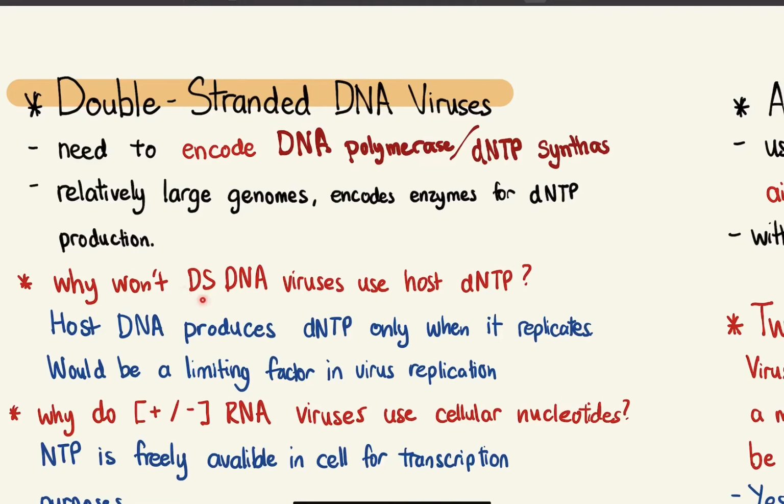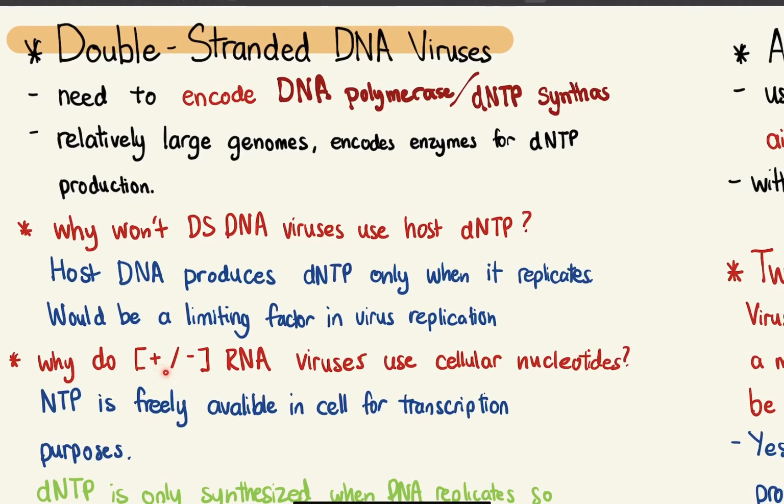So why won't double-stranded DNA viruses use host cell dNTPs? You have seen that RNA viruses are using up the NTPs available inside the cell, but why can't the double-stranded DNA viruses do that? The entire reason behind this is because the host cell produces the dNTP only when it replicates. And when it's not replicating, it doesn't produce the dNTP that the virus needs to replicate. Therefore, it's a limiting factor, a major limiting factor. And to avoid this limiting factor, they have their own dNTP synthase.